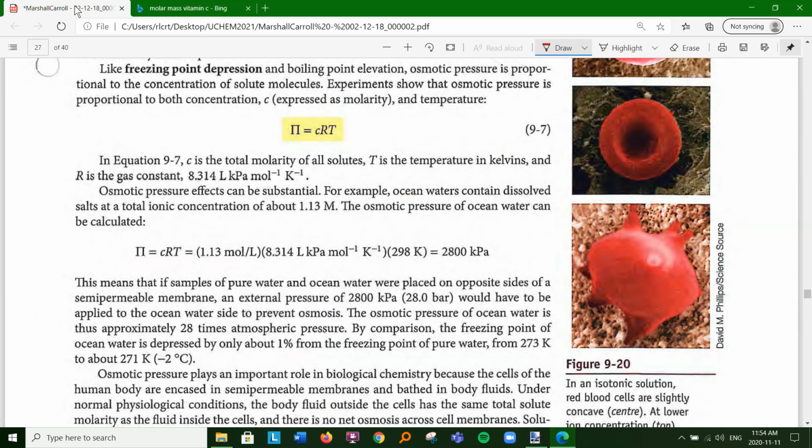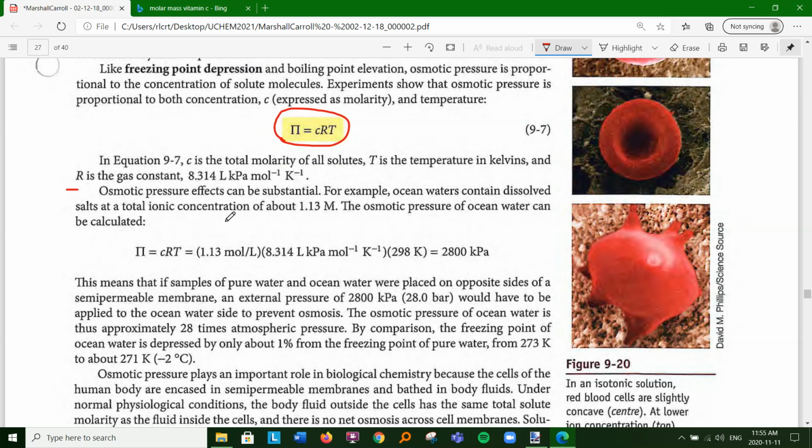So here's the equation, 9.7. The osmotic pressure is the concentration in molarity times the gas constant times the temperature in units of Kelvin. So if you're ever asked to calculate osmotic pressure, it is CRT, where the gas constant is 8.314 liters kilopascals per mole per Kelvin.